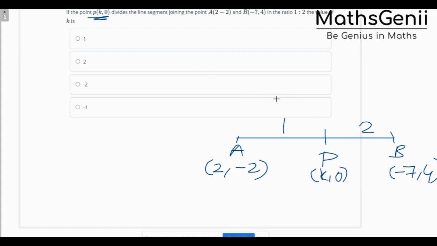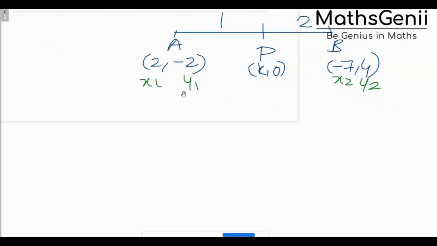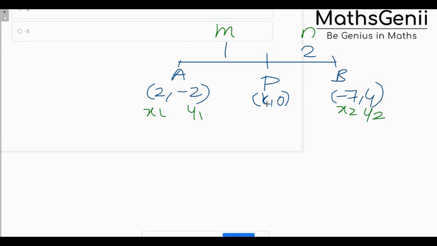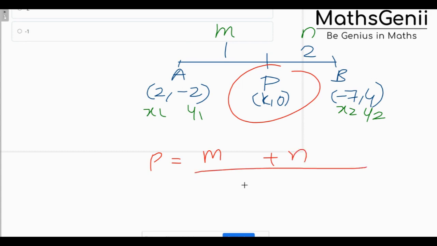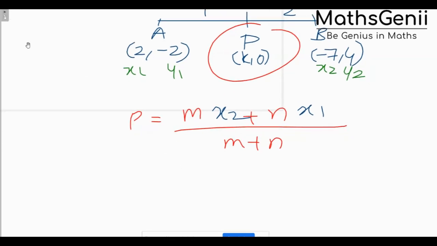So always remember, this is M, this is N. This is x1, y1, this is x2, y2. Always write it in this way, always. Now what is the formula? Look at this very carefully. P is equal to M plus N upon M plus N. And then what do you write? Here, x2, x1. Simple. This is the formula.